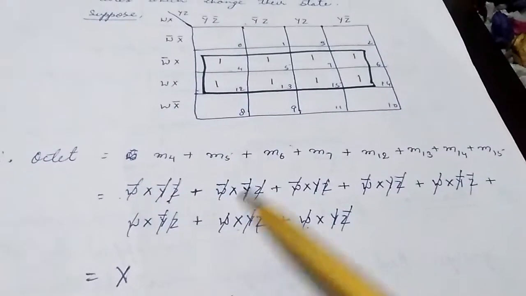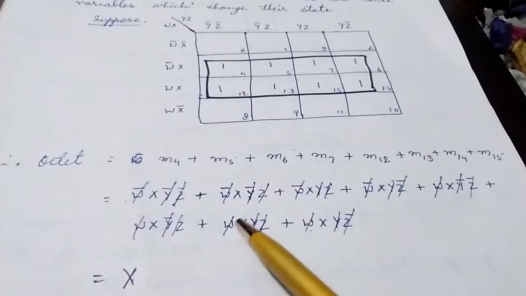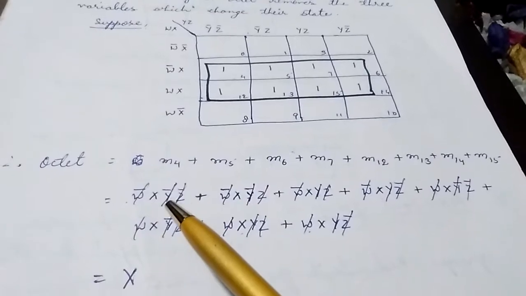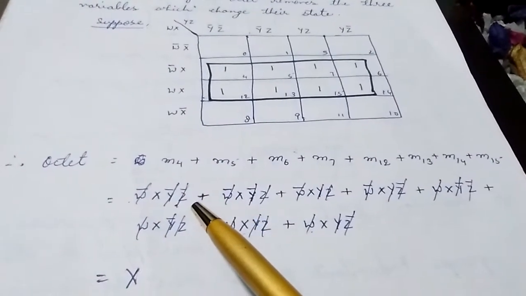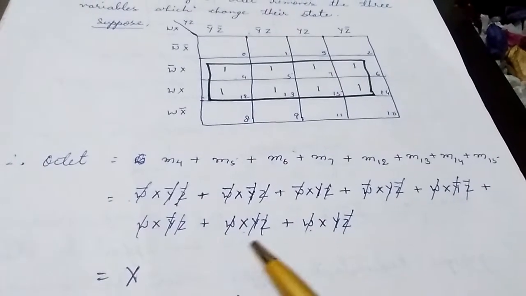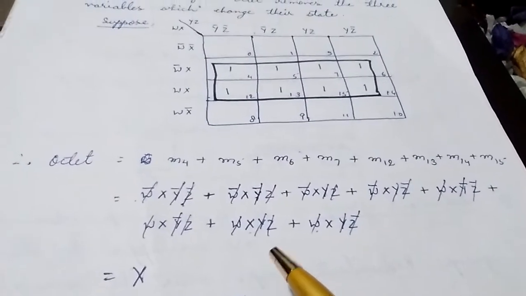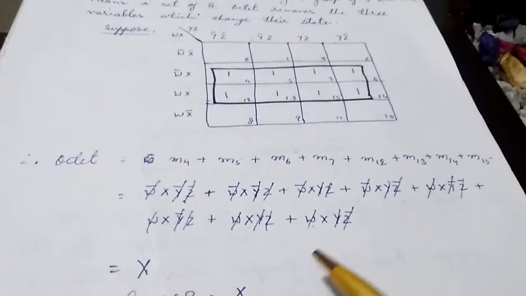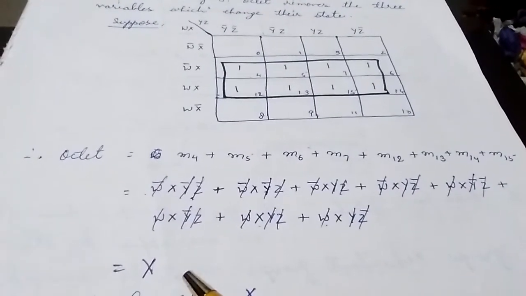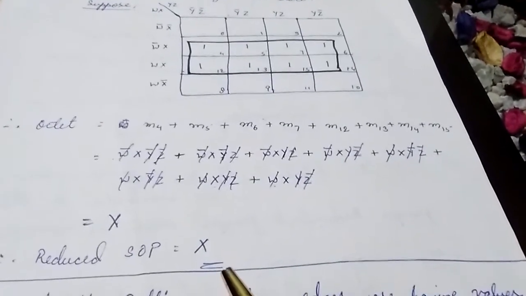Just cross the components which are cancelling each other, like W bar W, W bar W, W bar W, W bar W will cancel. Similarly, Y bar and Y will cancel, Z bar and Z will cancel. We have X present in all the places. There is no inverse component of X present, so X will remain. So from the octet we get X. Therefore, the reduced expression will be X.